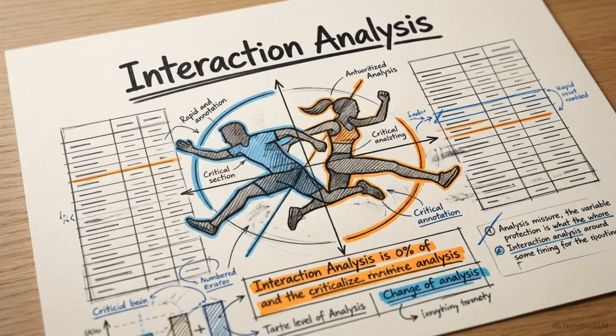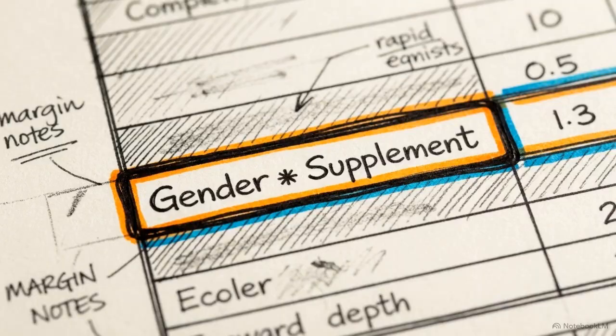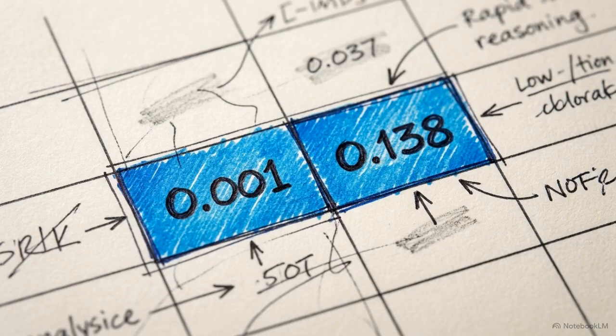But we also need to check for an interaction effect. An interaction occurs when the influence of one independent variable heavily alters how the other independent variable behaves. By checking the specific interaction row labeled Gender * Supplement in the data table, we see a highly significant p-value of less than 0.001, paired with a medium to large effect size.